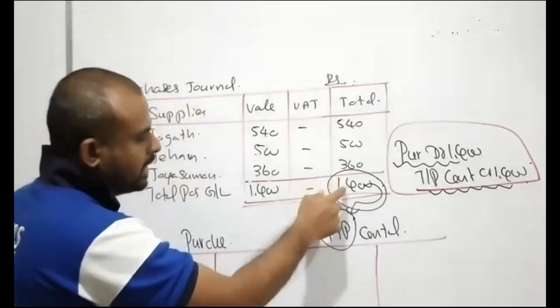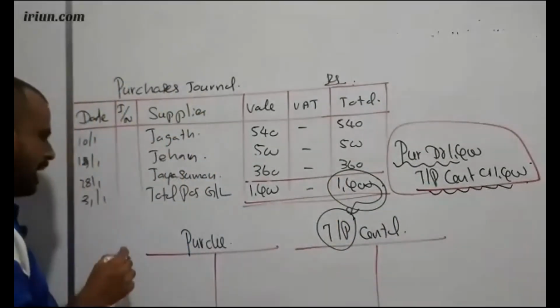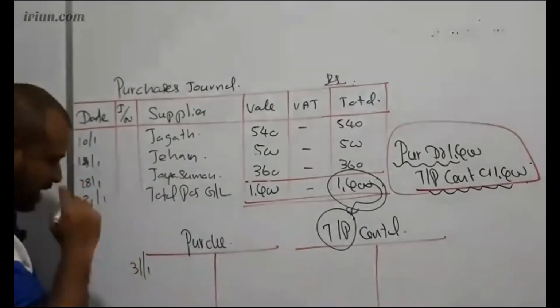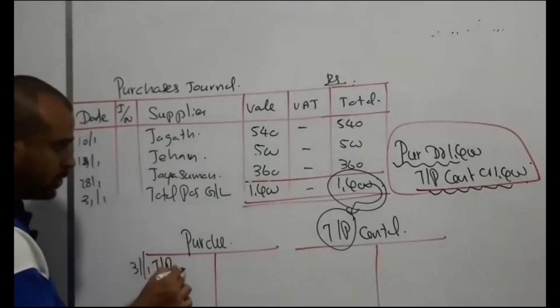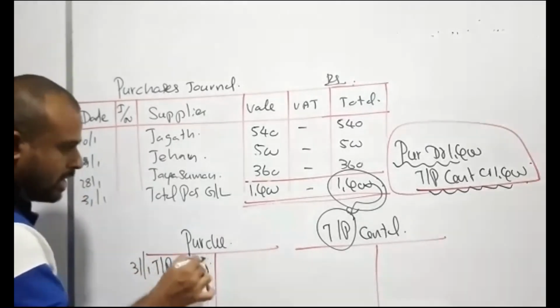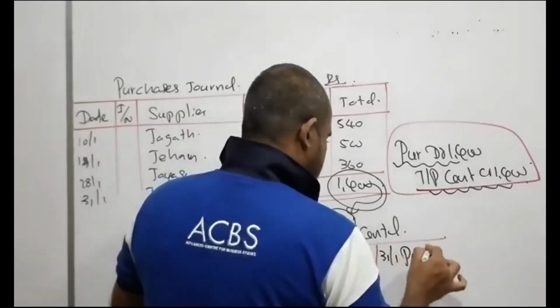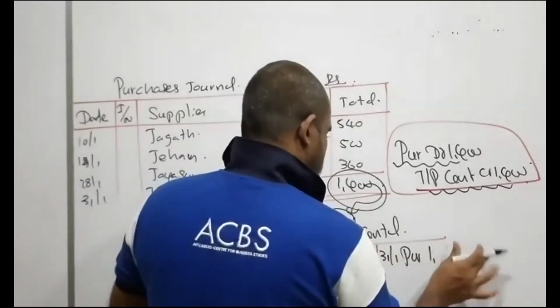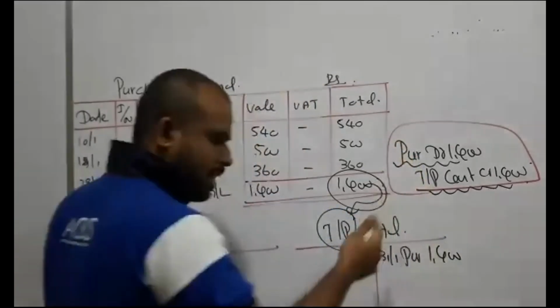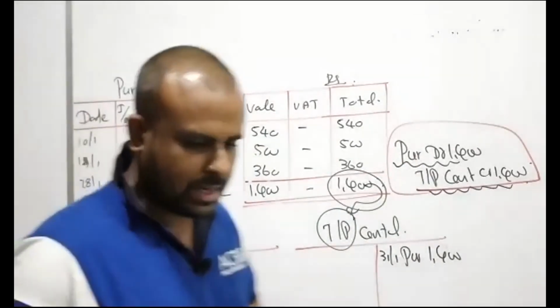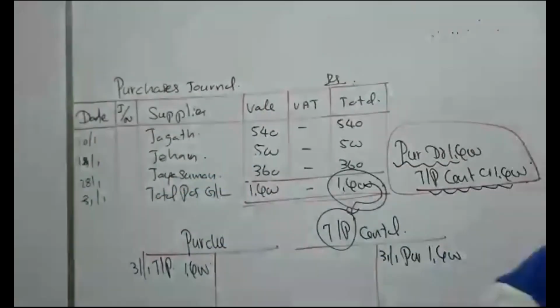Right? Then what is the total? 1,400. So on 31st January, trade payable control, how much? 1,400, and credit trade payable control account on 31st Jan saying purchases 1,400. That's all. The individual creditors accounts are maintained separately, but the trade payable control account is separate. Is that clear for you? Right, complete this.